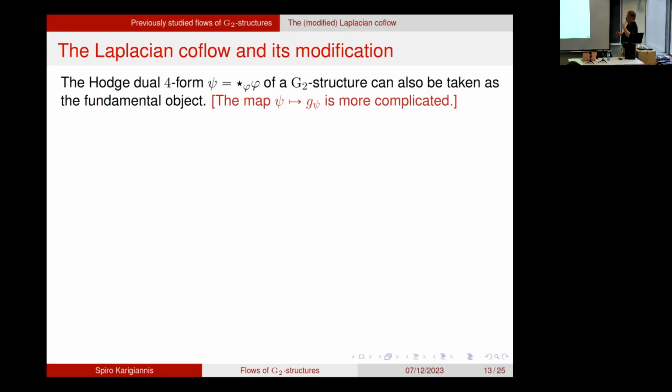But if you just fix an orientation to begin with, then the 4 form can also be taken to be the fundamental object, and it determines everything. The map from 4 forms to metrics is more complicated, but we're not going to need it here. So we want to achieve torsion free. That's the same as phi being closed and co-closed, but of course that's the same as psi being closed and co-closed, or Laplacian of psi equals 0.